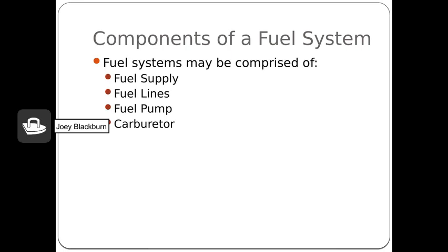So let's look at the components of a fuel system in a little more detail. Most fuel systems can be comprised of at least a fuel supply, which is going to be our fuel tank. Our fuel lines are going to deliver the fuel where it needs to go. A fuel pump, should there be a situation where the tank may be low to the ground and a gravity-fed situation might not work. You may also have a fuel filter somewhere in between here. And then the carburetor itself, that's going to be the final place where the fuel will be atomized and delivered to the combustion chamber.